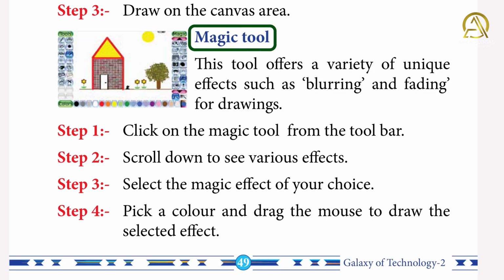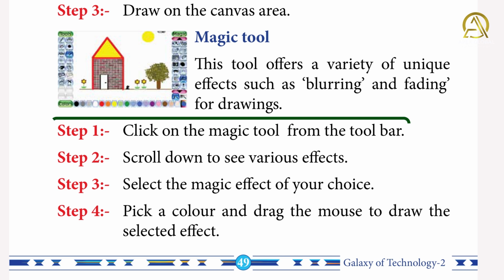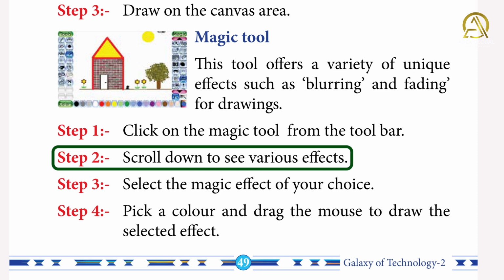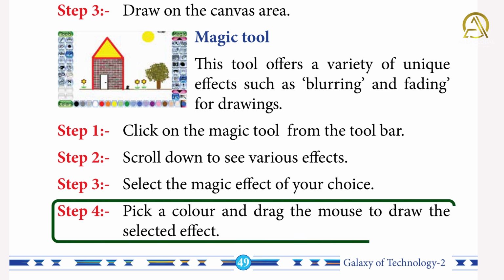Magic tool. This tool offers a variety of unique effects such as blurring and fading for drawings. Step 1. Click on a magic tool from the toolbar. Step 2. Scroll down to see various effects. Step 3. Select the magic effect of your choice. Step 4. Pick a color and drag the mouse to draw the selected effect.